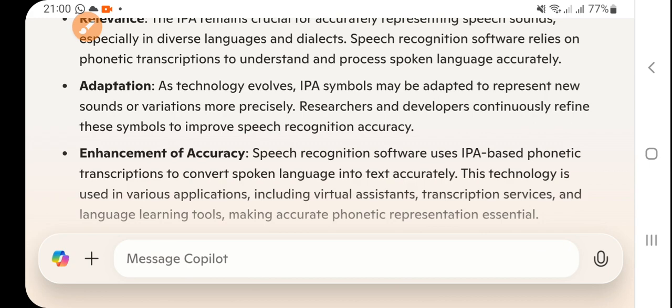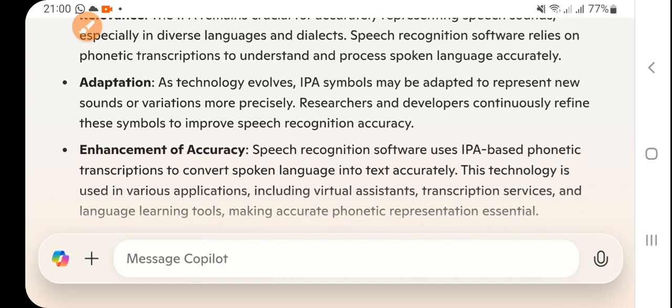And speech recognition software relies on phonetic transcription to understand and process spoken language accurately, definitely. Because suppose you want to translate something through a speaker, first of all your pronunciation must be very clear and accurate, then only you'll be able to translate your matter accurately, right? So that is pronunciation. And then IPA symbols play a very important role, because once you have strong pronunciation, the speaker listens the same, and then accordingly you can change the matter, right?